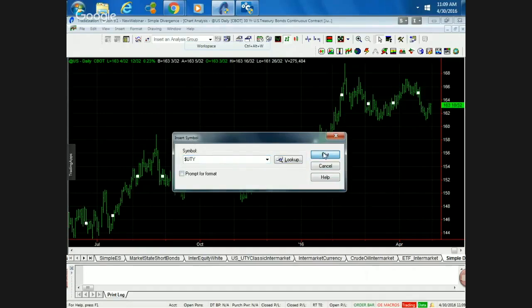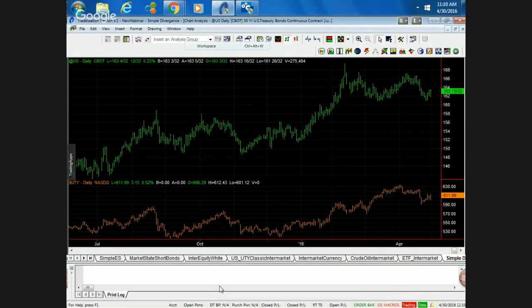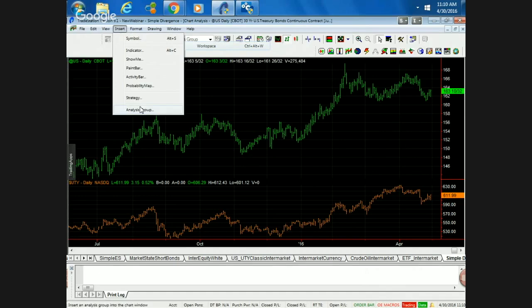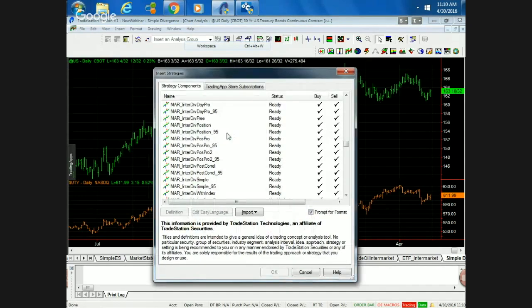Okay, so now we're inserting our second symbol. And I think some people probably didn't even know you could do that. You can go up there and insert a second symbol. Right, exactly. So now you can insert a second symbol, and now we get UTY here. Excellent. So it's that easy to load two symbols. Right, and then we go insert strategy and intermarket divergence pro.